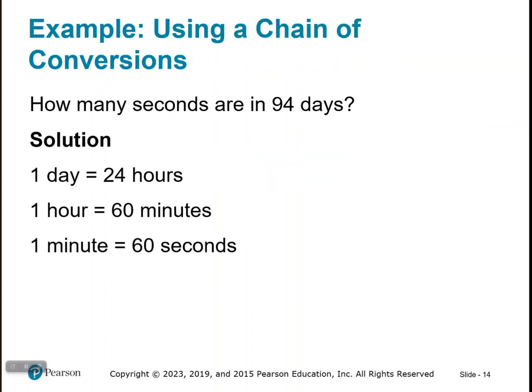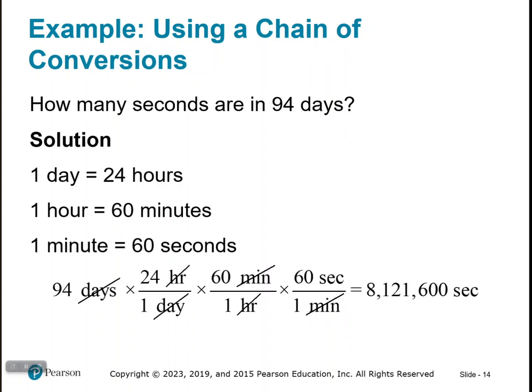All right. How many seconds are in 94 days? 94 days, what's that? A little over 3 months? Let's check it out. 94 days to get to seconds. So I'm going to write a plan. Days to hours to minutes to seconds, right? That's my plan.